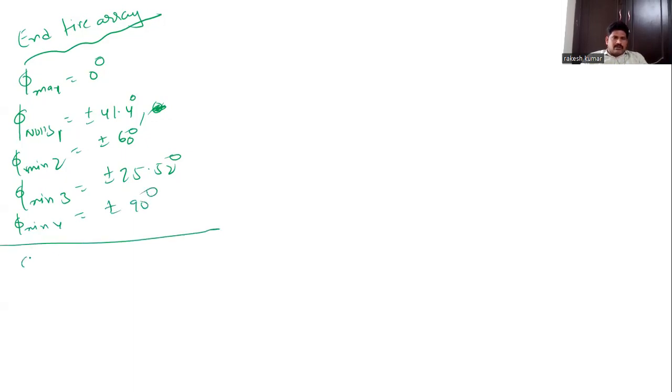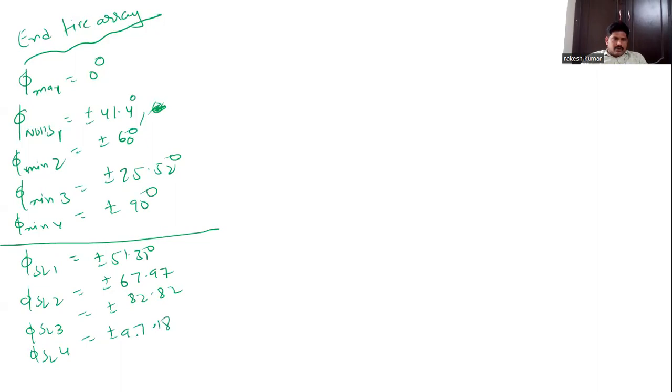Similarly, write down for the side lobes. SL1 is equal to plus or minus 51.31 degrees. Phi SL2 is equal to plus or minus 67.97. SL3 is equal to plus or minus 82.82. Phi SL4 is equal to plus or minus 97.18. Phi SL5 is equal to plus or minus 112.02. So you can verify and check whether you have got the same answers.